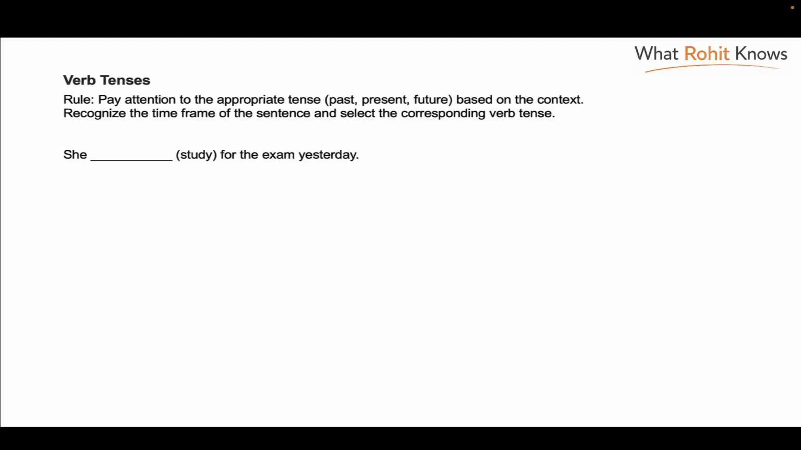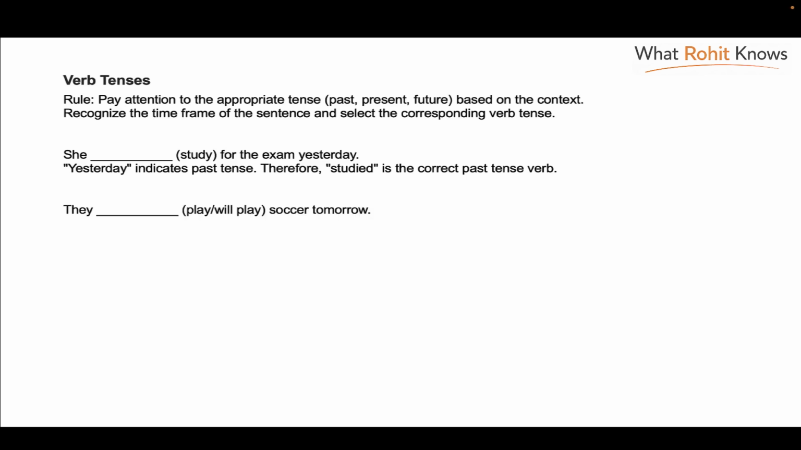So, "She dash for the exam yesterday." I want you to pick the correct form for study here. Yesterday is past tense, so the past tense form of study is studied. She studied for the exam yesterday. So if you have multiple options, let's say one option is study, another option is studied, and another option is will study, then you know that since this is yesterday, you have to pick the one which is related to past. Similarly, tomorrow means you have to pick the one for future, so will play.